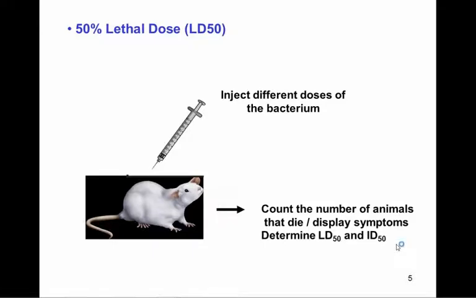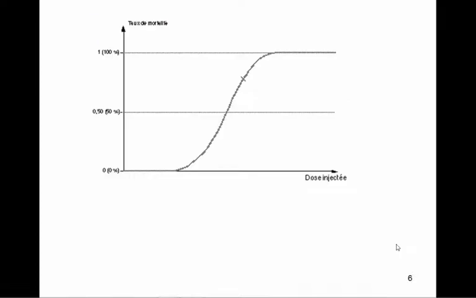Okay? So for the lethal dose, you'll be counting the number of animals that die. For the infectious dose, the number that display symptoms. And what you get is some kind of curve like this, so that as the dose injected goes up, you'll have more and more of the animals which either display symptoms or die. If you're talking about death, then your LD50 will be where this curve cuts the 50% of dead animals line here. So here, the LD50 is going to be down here, whatever dose that is.